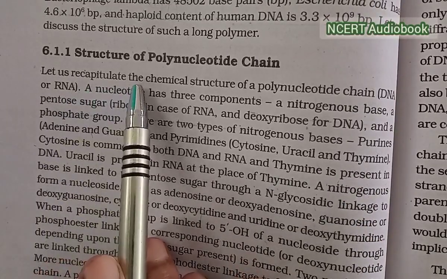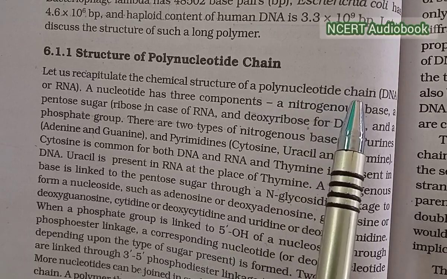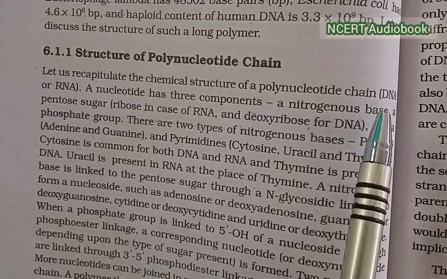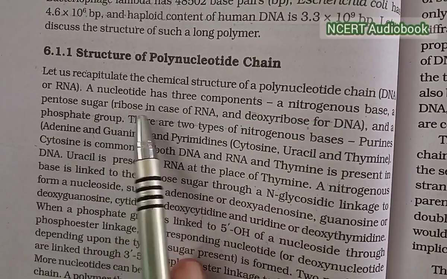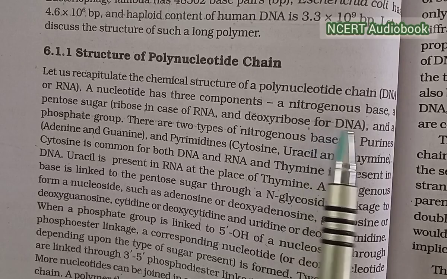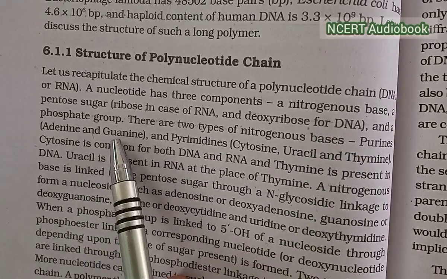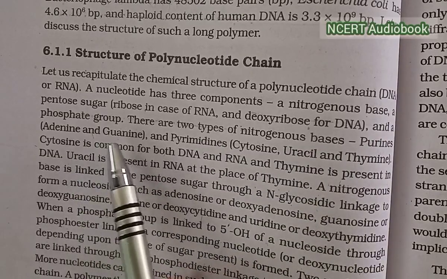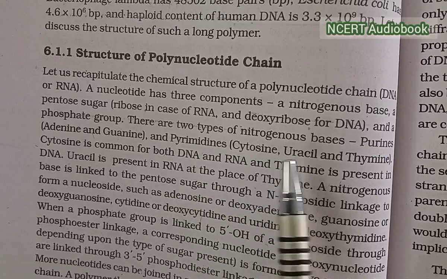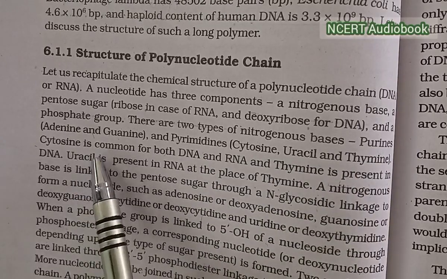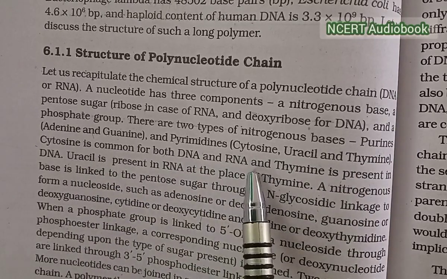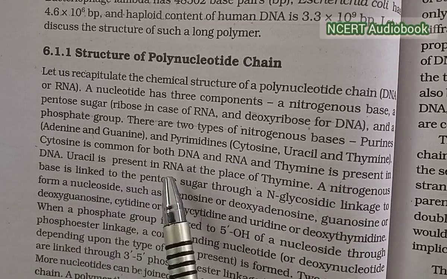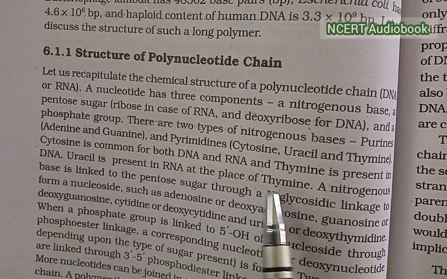Let us recapitulate the chemical structure of the polynucleotide chain, DNA or RNA. A nucleotide has three components: a nitrogenous base, a pentose sugar, which is ribose in case of RNA and deoxyribose for DNA, and a phosphate group. There are two types of nitrogenous bases: purines, adenine and guanine, and pyrimidines, cytosine, uracil, and thymine. Cytosine is common for both DNA and RNA, and thymine is present in DNA. Uracil is present in RNA in place of thymine.